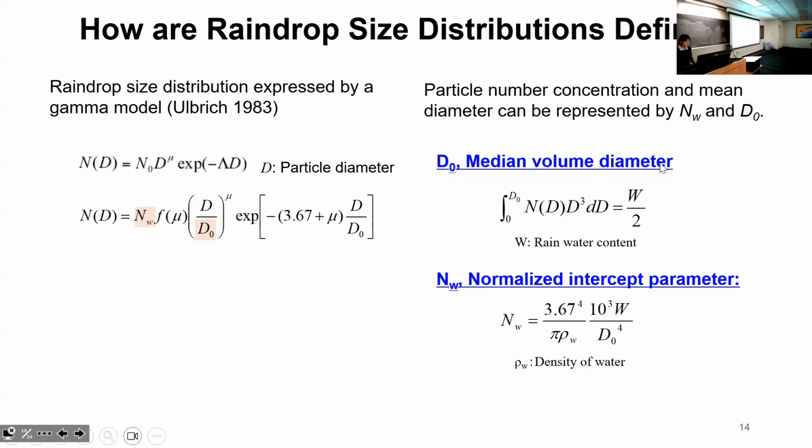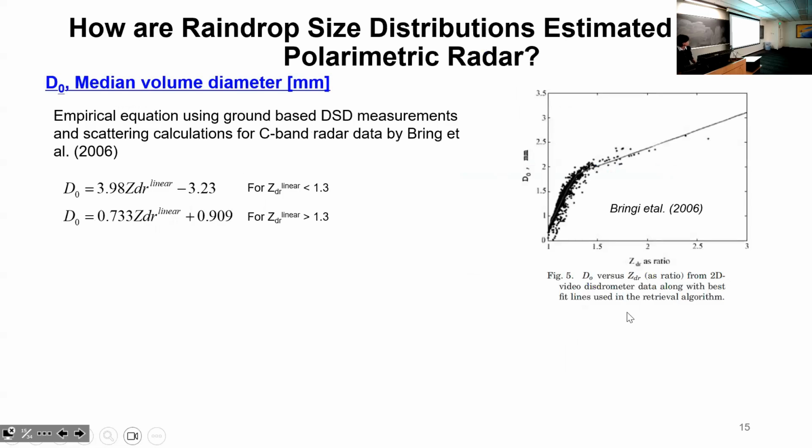D0, the median volume diameter, is defined like this, which represents sizes where the rainwater content is high. The normalized intercept parameter can be explained like this using the zeroth moment density and rainwater content. This NW and D0 are estimated using polarimetric radar measurement in this study.